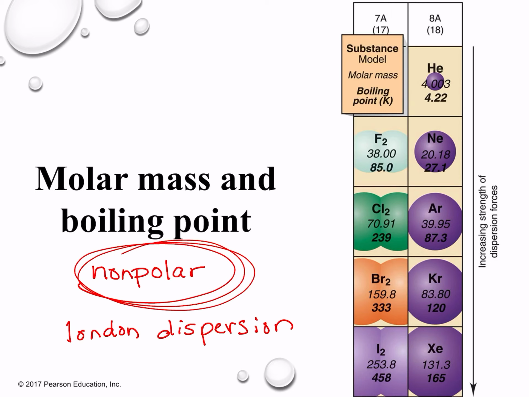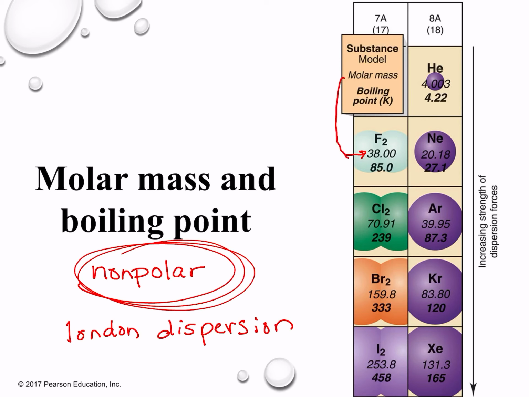So, for each one, the one that's italicized, that is your molar mass. And the one that's in bold, that's your boiling point. So you can see that as we go down the periodic table here for the noble gases or for these diatomic halogens, as our molar mass gets bigger and bigger, the boiling point gets higher and higher. And again, this has to do with the London dispersion forces.